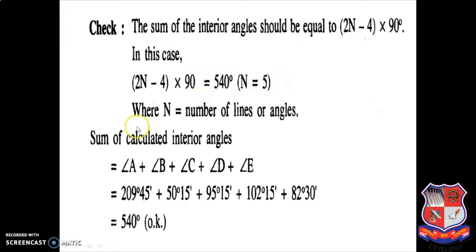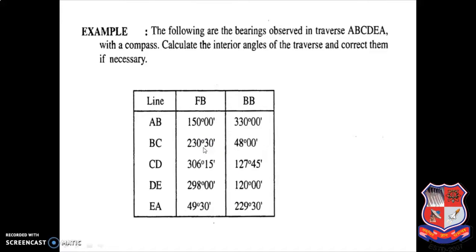When this is the same, then your example is correct. So now we will check whether the summation of all our angles is 540 or not. Angle A plus angle B plus angle C plus angle D plus angle E. You just put all the angles and check whether you are getting 540 or not. You can see we are getting 540, so our answer is correct. So this is the first example that we have seen: how to draw the traverse and how to calculate the interior angle.